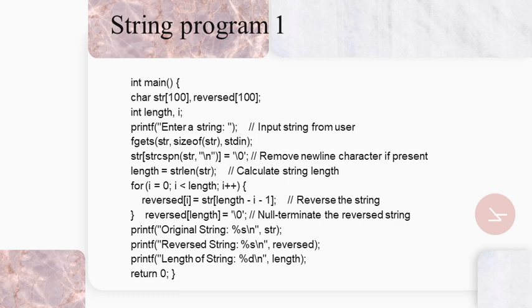Finally, we append a null value to the new array for string termination, and then you can display the original string, the reversed string, and the actual length of the string.